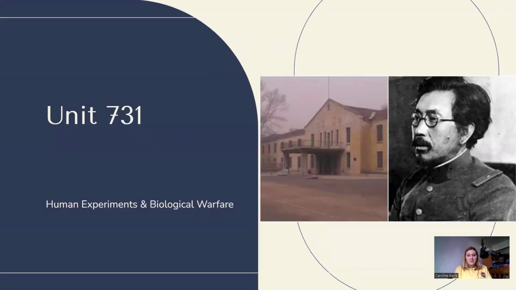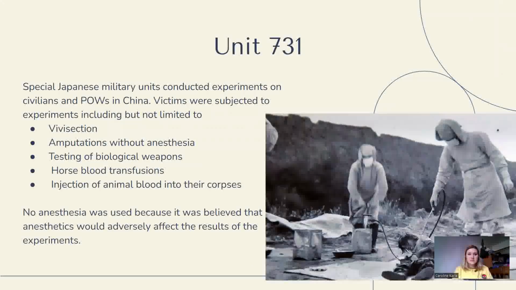Some of the most graphic things that happened at the hand of the Japanese Imperial Army were the Unit 731 human experiments. Special Japanese military units, including Unit 731, conducted experiments on civilians and prisoners of war in China.